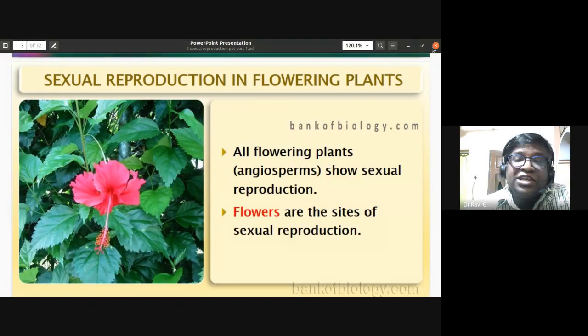The androecium is the male reproductive organ, and the gynoecium is the female reproductive organ. So they are the essential whorls. Calyx and corolla are accessory whorls or non-essential whorls. They are not involved in reproduction, whereas androecium and gynoecium are essential whorls. They take part in sexual reproduction.